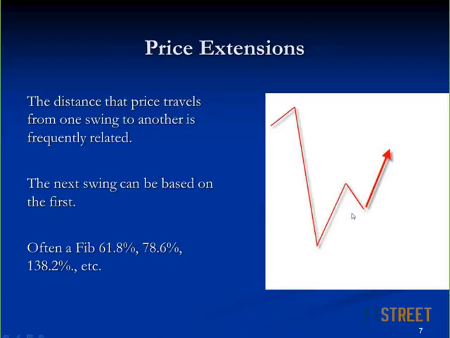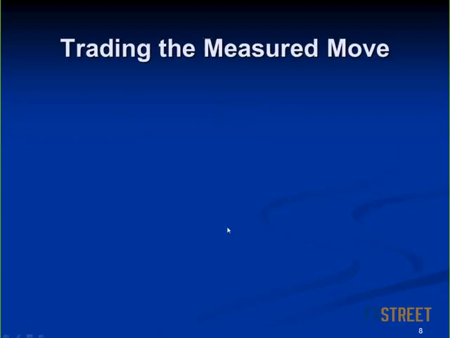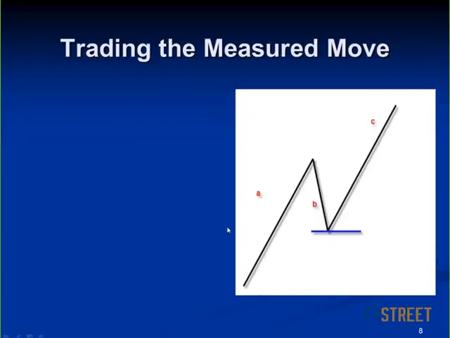But equally, we find that we don't get the measured move every time. What we do get more often than not is that the second part, the second upswing, is going to be a Fibonacci multiple of the first swing. It might be the 61.8, it might be the 78.6, which is very, very common, or it might even go more than the measured move, up to 138.2. So that's what we're primarily looking at today. So let's just touch on more detail.